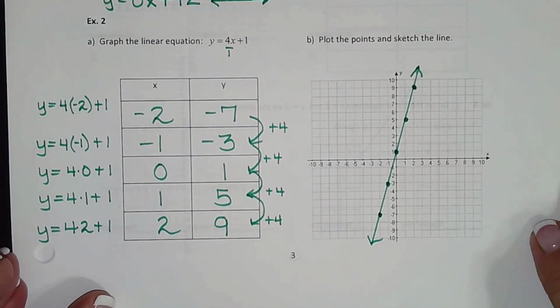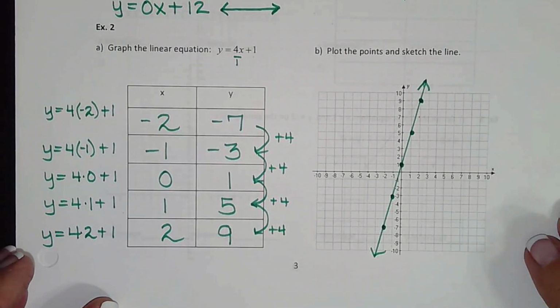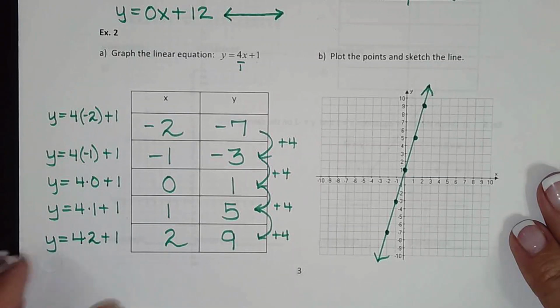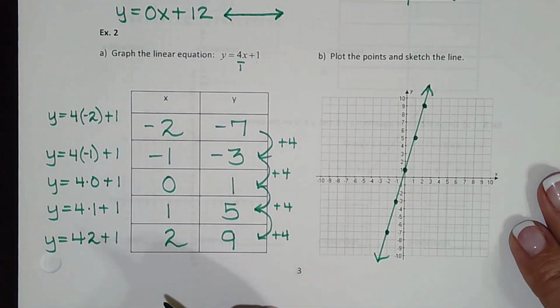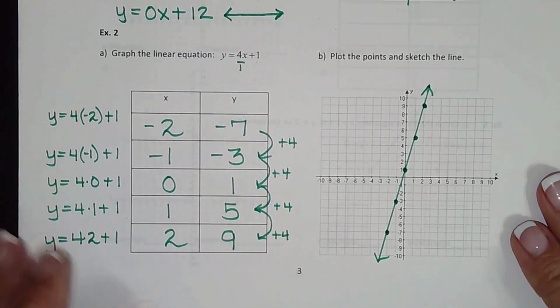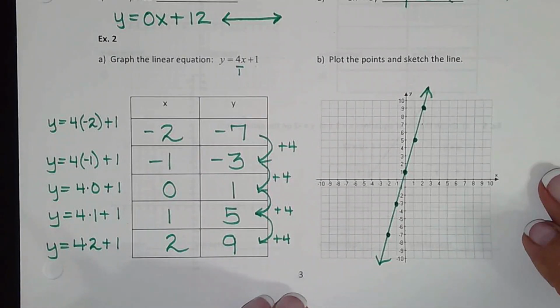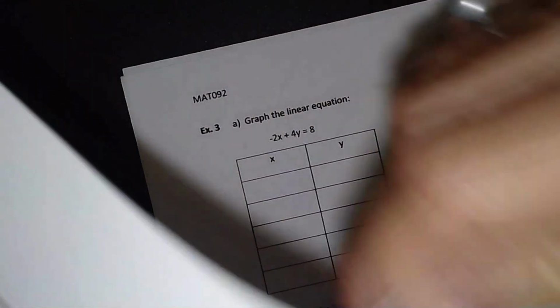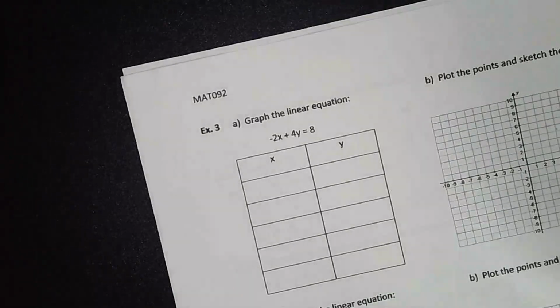So that's not so bad, right? We're going to learn a little faster method later on in this chapter, but this is tried and true. It's really hard to miss a problem when you use a table. It might take a little bit longer, but like I said, pretty hard to miss it. Okay, we have 2 more to do, because the next video starts on example 5.